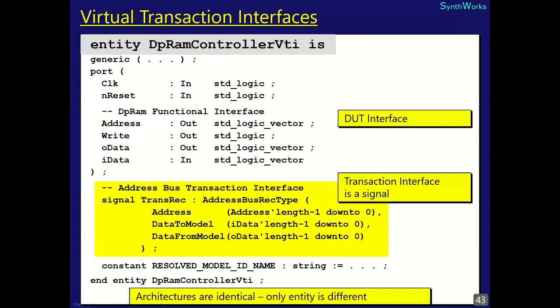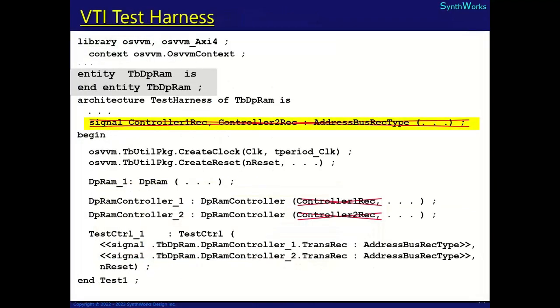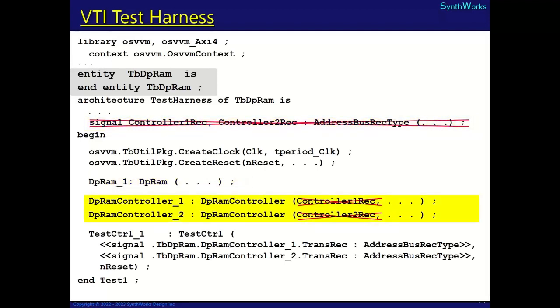Okay, and when I make AxiStream full, and AxiStream supports both the connected interface and the virtual transaction interfaces, I just copy the architectures between. All right, so what's different in the VTI test harness? We get rid of the signals here. Instance of the DUT doesn't change. Instance of the verification components, again, we got rid of the signals.